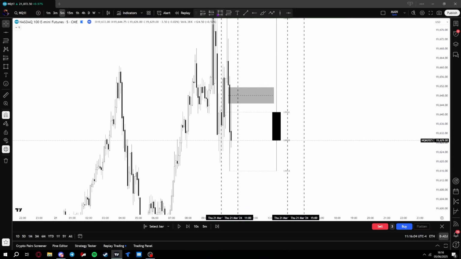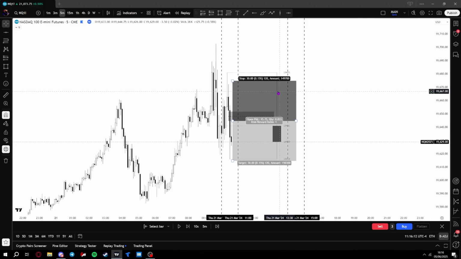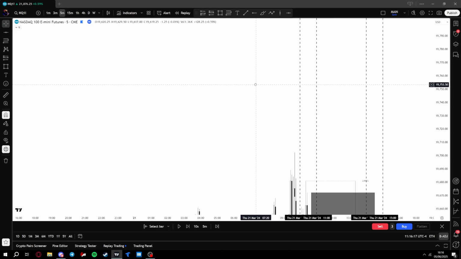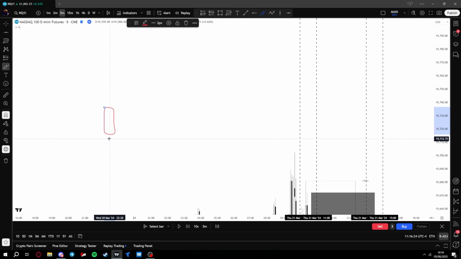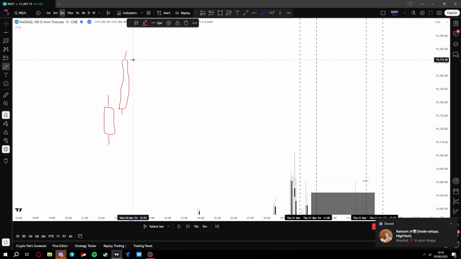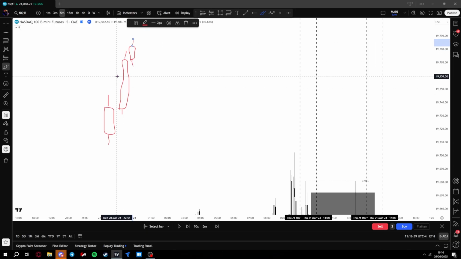So we see this value gap here. We want to enter off it. We want to have our stop loss just above the first candle. So value gaps come in a 3 candle pattern, bang, bang, just as an example. This would be our fair value gap.